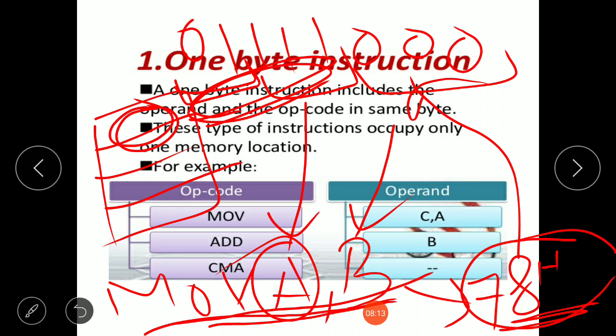So what happens? When you're going to store the 1-byte instruction in the memory, it will occupy only one memory location, or only 1 byte. So those instructions which are of 1 byte will come under this category.